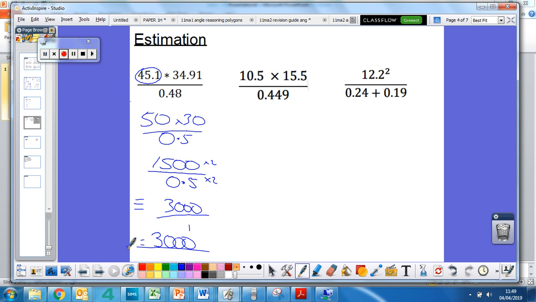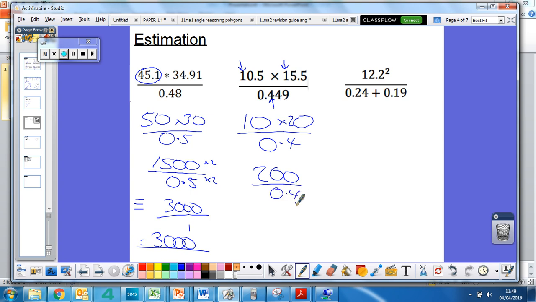Next one, same again folks, 10.5 to one significant figure. Don't write 11, don't get scared, it's just 10. 15.5 to one significant figure. Don't put 16, it's just 20. One significant figure. On the bottom, 0.4. Done. 1 mark. Congratulations. Second mark on the way. 10 times 20 is 200. Hurrah, we've done it. 0.4.